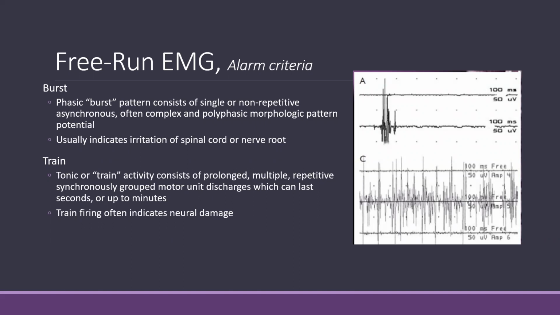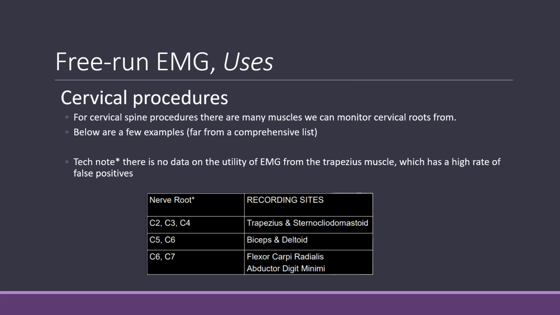Train firing or tonic activity consists of prolonged, multiple, repetitive, synchronously grouped motor unit discharges, which can last for a few seconds or even several minutes. Train firing often indicates neural damage.